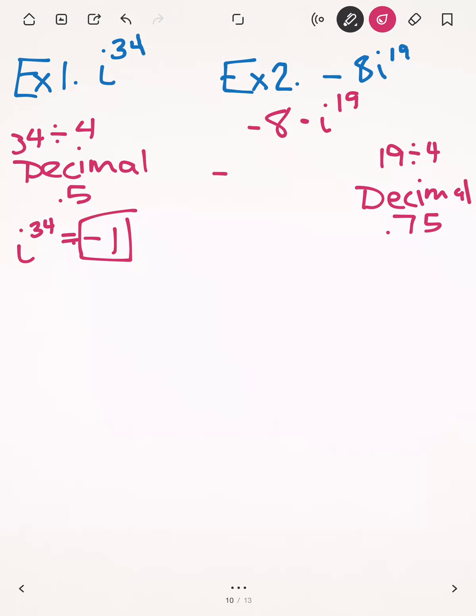So we have negative 8 times i to the 19th, but instead we're going to plug in a negative i. A negative times a negative is a positive, so negative 8 times negative i is a positive 8i, and that is my outcome for that.